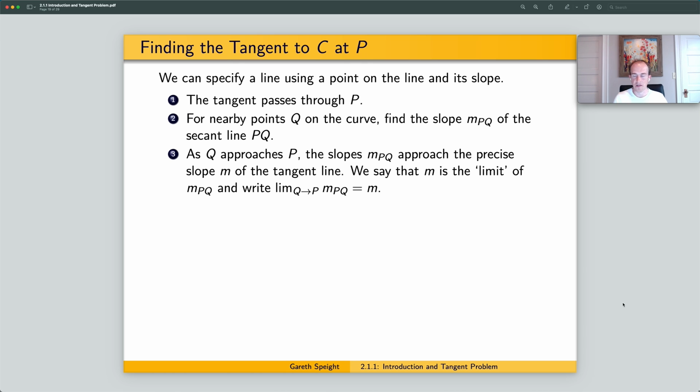And okay, we have this notation that we'll talk more about later. The limit as Q gets closer and closer to P of MPQ equals m. So the limit of the slopes of the secant lines is the slope of the tangent line.